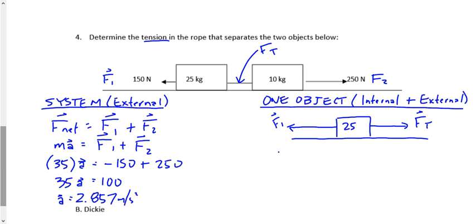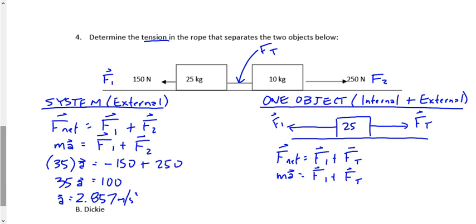So now we're going to say F net is equal to the sum of the forces. That's F1 plus Ft. There is gravity and normal force here, right? But they cancel, so we're not going to worry about those. M times A is equal to F1 plus Ft.